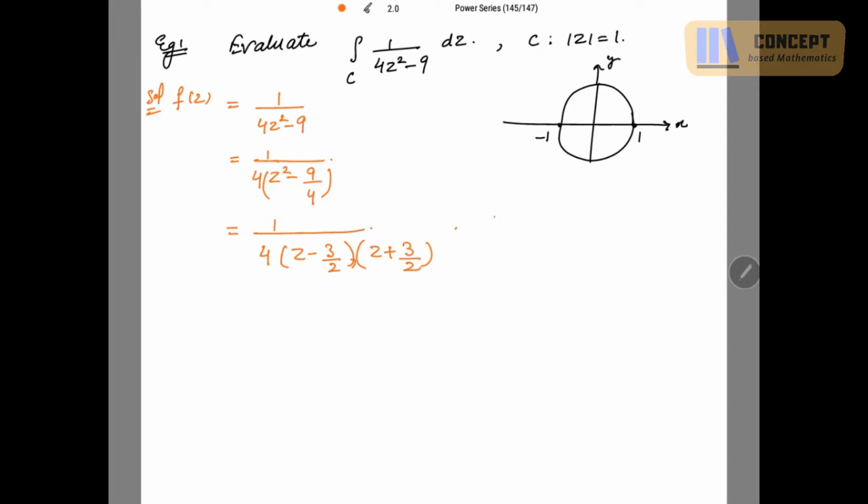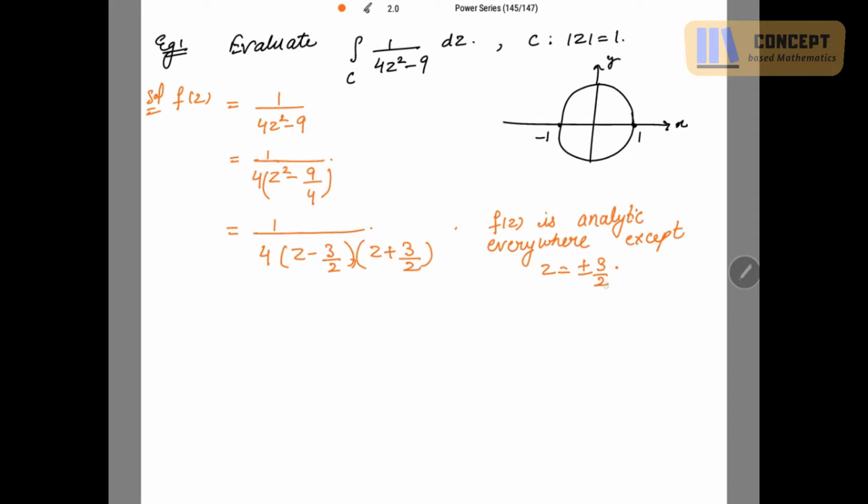So I should write that f of z is analytic everywhere except at z equal to plus or minus 3 by 2. It is analytic everywhere except these 2 points, because if z is 3 by 2 or minus 3 by 2, this function is not defined, as the denominator would be 0. So f of z is analytic everywhere except z equal to plus or minus 3 by 2.